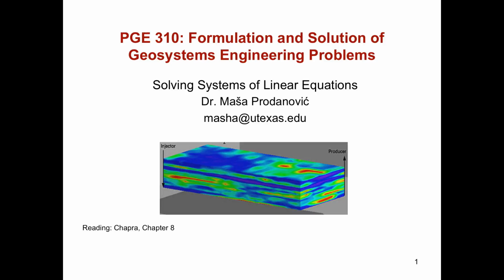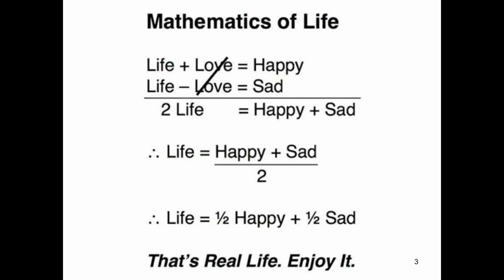And actually, it looks like linear algebra can occasionally deal with life questions. So here is a simple problem that translates to a linear system. I'm going to let everybody... So linear algebra can help sometimes. It helps to understand that real life is half happy and half sad. Now you have proof, all right?